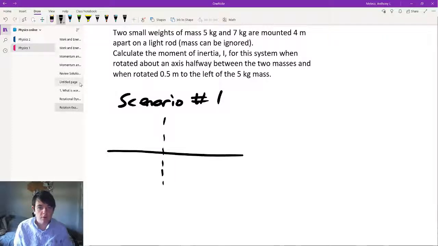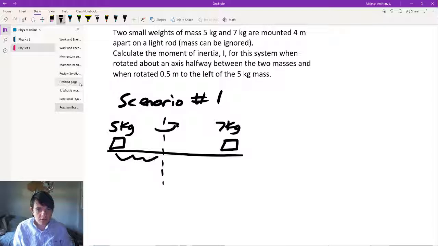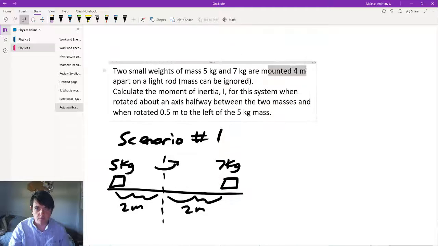Here's our light rod. We have two masses. This is scenario 1, 5 kilogram, 7 kilogram, and it's rotated in this direction. Okay. And they're located 2 meters each from the axis of rotation, mounted 4 meters apart.